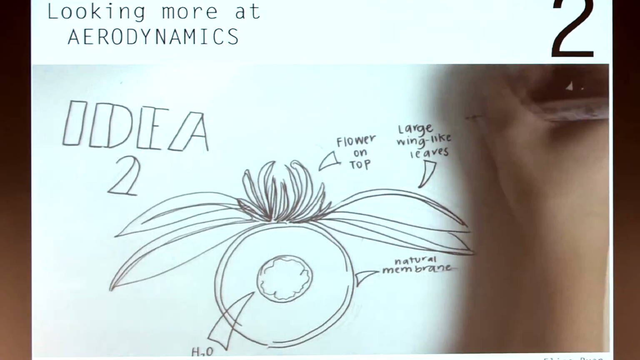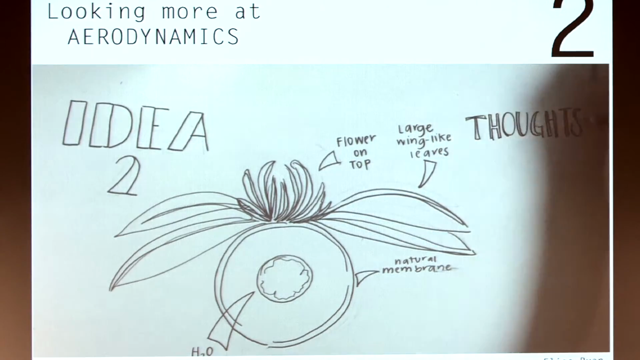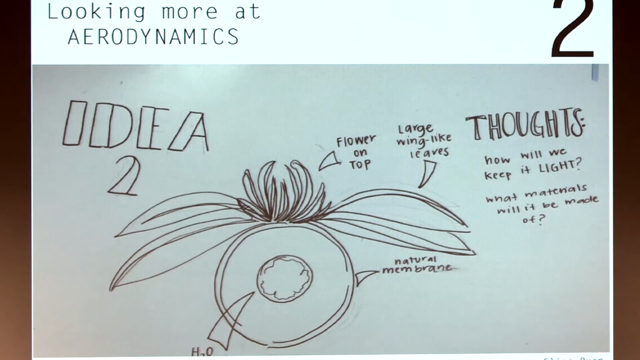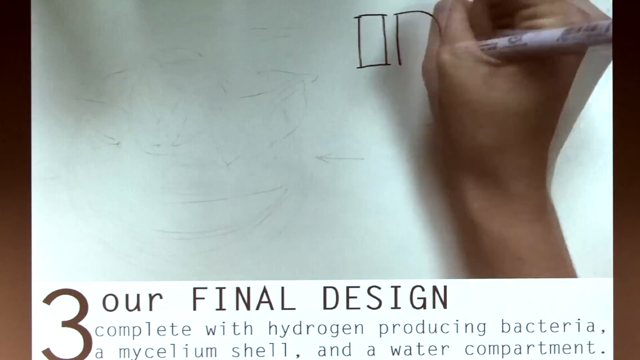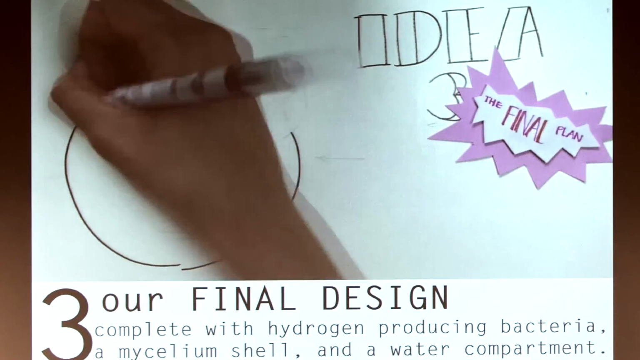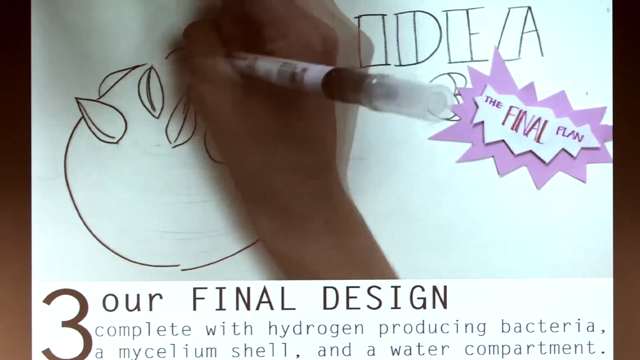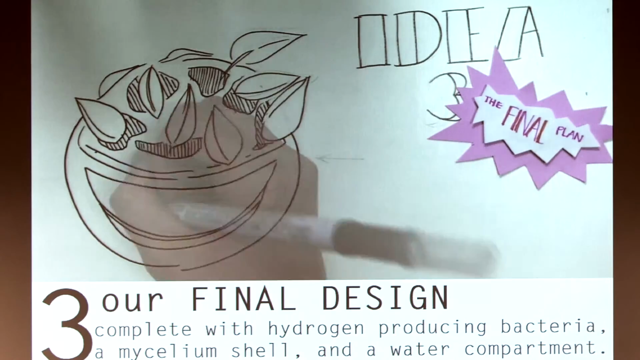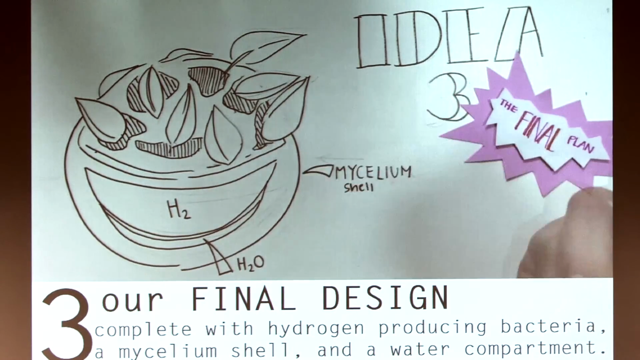So we still had the parachute leaves, but the water sac was contained inside the hydrogen sac, and then we were looking at how we could use natural membranes to make this plant. So finally, after being inspired by advancements in food and popular art, such as the air plant and 3D printed food created by Chloe Rutzerveld, we settled on a final design.